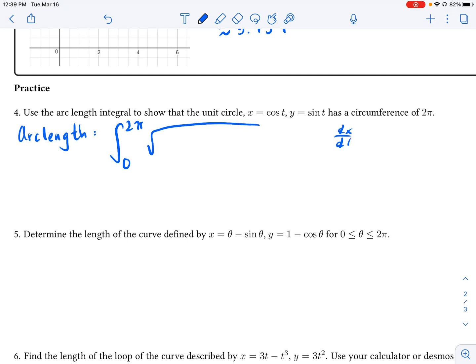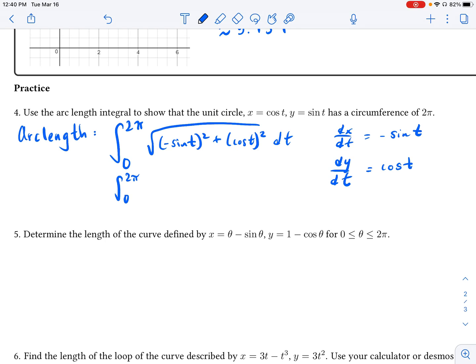dx/dt is equal to negative sine t, and dy/dt is equal to cosine of t. So we're going to say the square root of negative sine t squared plus cosine t squared, all of this with respect to t. Before you punch that into your calculator, look carefully at what's going on right here. We've got an integral from 0 to 2 pi. Well, what is negative sine t squared? That's sine squared t plus cosine squared t.